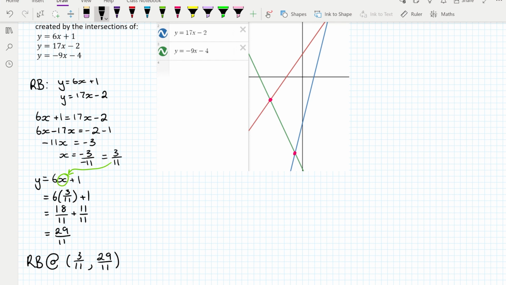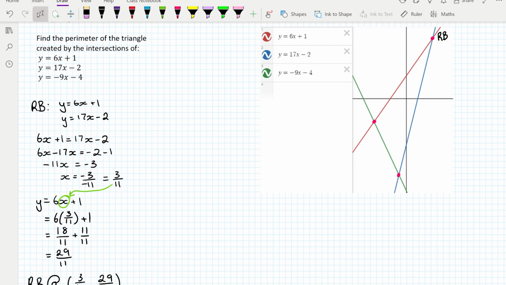Okay, so that's our first coordinate. Now we're going to have a look at where the red and the green line intersect. So I'm going to set y equals 6x plus 1 equal to y equals negative 9x take 4. I'm going to label this over here. I'm just going to do my working next to this so that it stays a little neater.